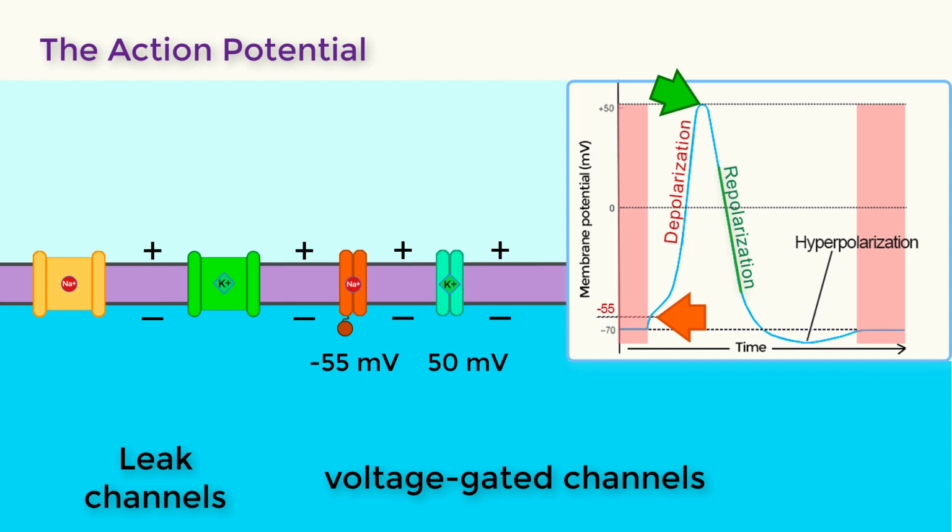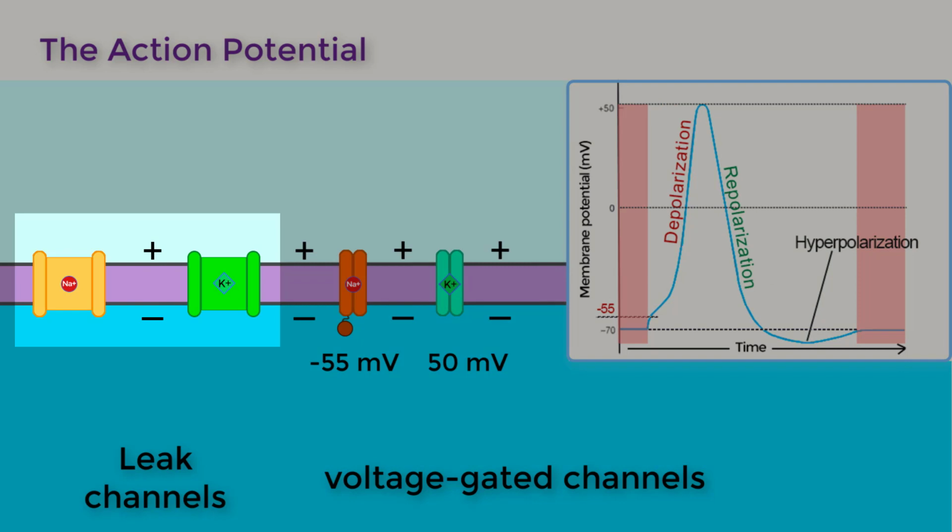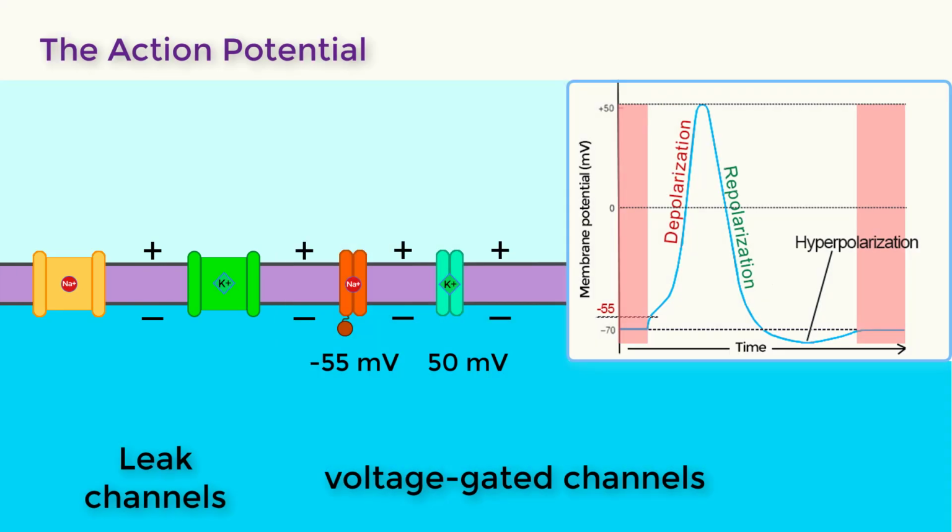It takes a while to close these channels, and because of this, we have hyperpolarization when the voltage has dropped really low. In this time, the leak channels start to work and help to re-establish the gradient to negative 70 millivolts. And only at this stage can we have another action potential.